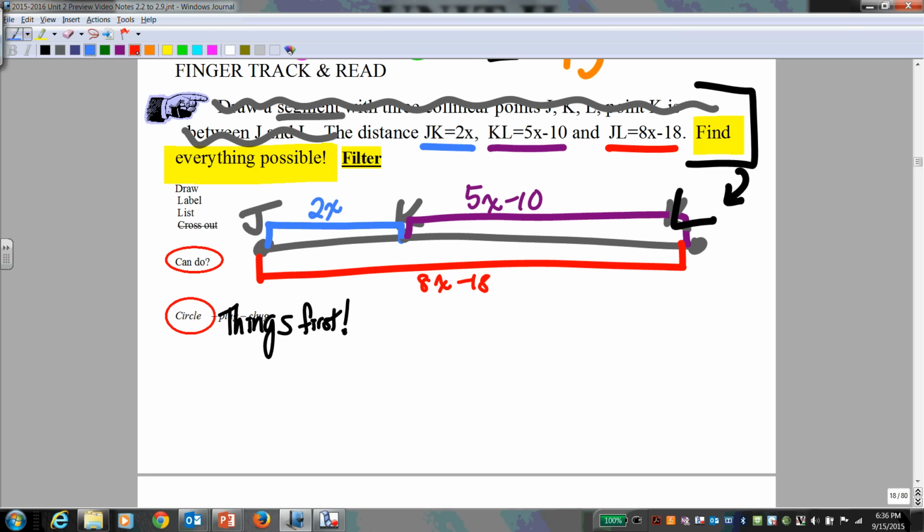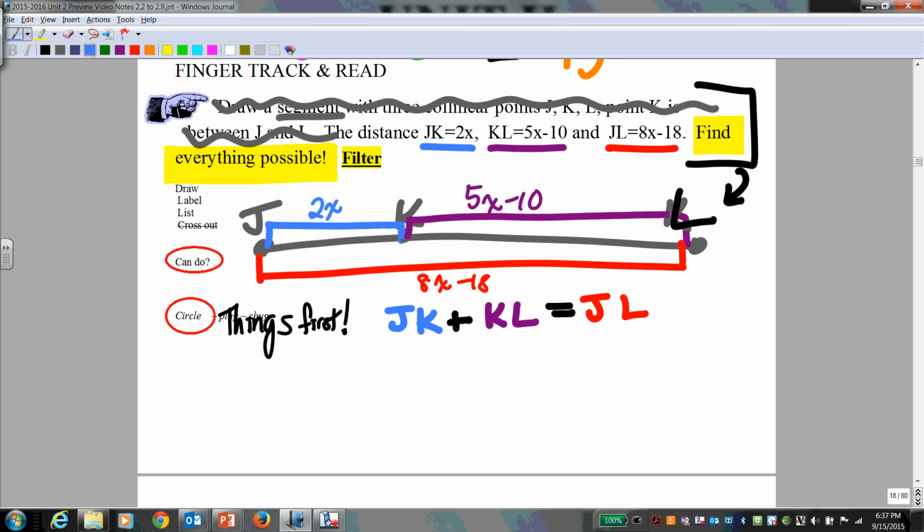We know, this works really well if you color code it. We know this blue segment JK, let me put it over here. So we're going to do some algebra here. This blue segment JK plus the purple segment K to L equals the red segment, the distance of the red segment J to L. That's called a things first equation. You think in terms of things, not numbers. Especially helpful if you color code.